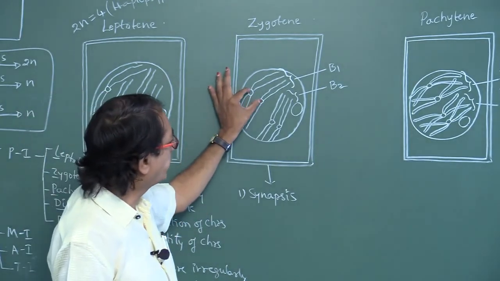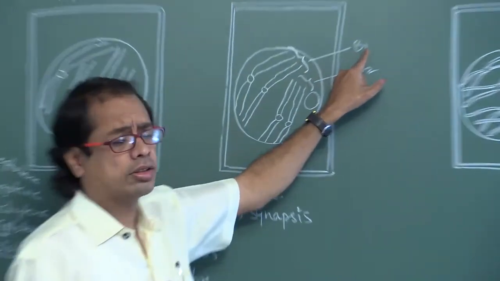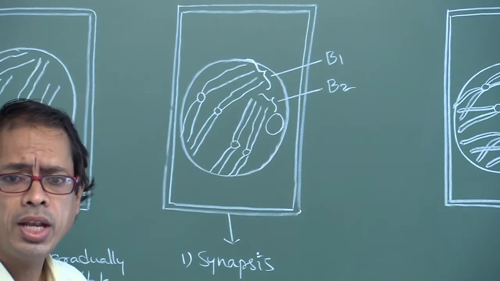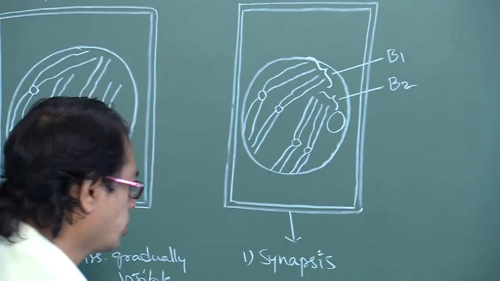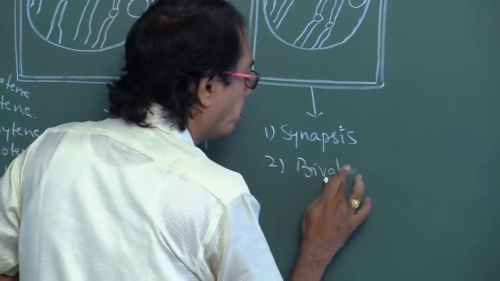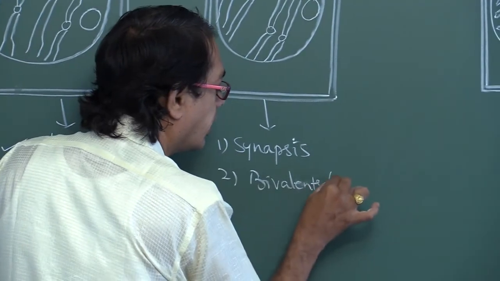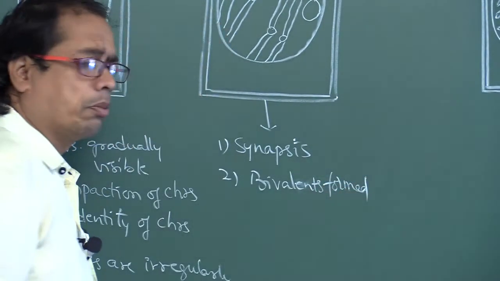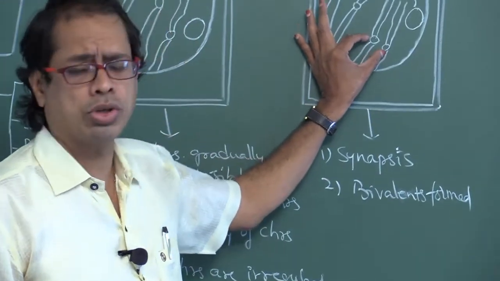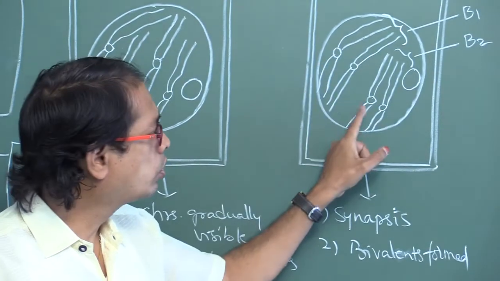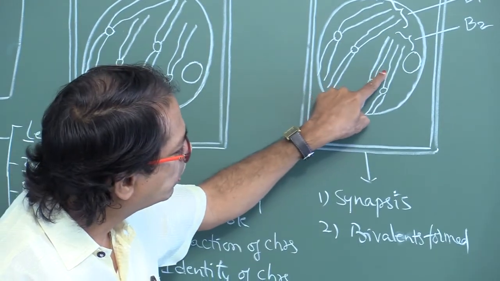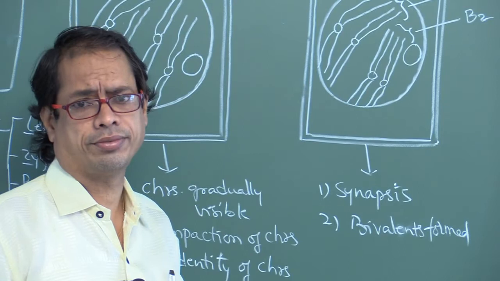So this is one pair. This one pair is called a bivalent. This another pair is called another bivalent. Bivalent 1, bivalent 2. How many bivalents are there? 2 bivalents. So the second point: bivalents are formed. In each bivalent, how many chromosomes are present? 2 chromosomes. In each bivalent, how many chromatids? 1, 2, 3, 4. Like that you have to take.